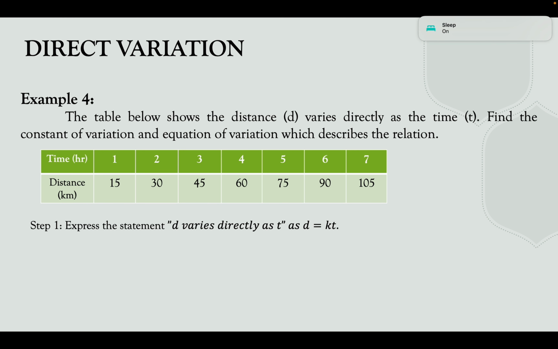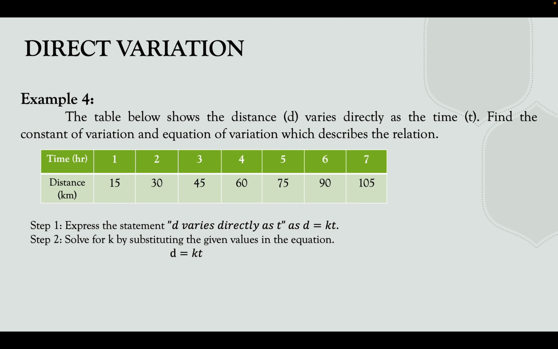Now, let's express the statement: d varies directly as t. So that means we have d is equal to k times t. And then solve for k by substituting the given values. Again, how to find the constant of variation here? We just need to use a pair of values. In this example, we will be using 2 and 30. And again, you can use any pair of values in the given table.